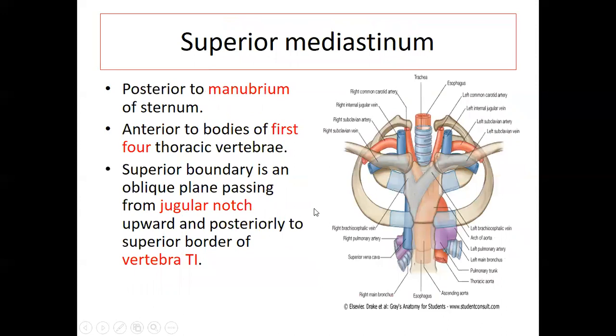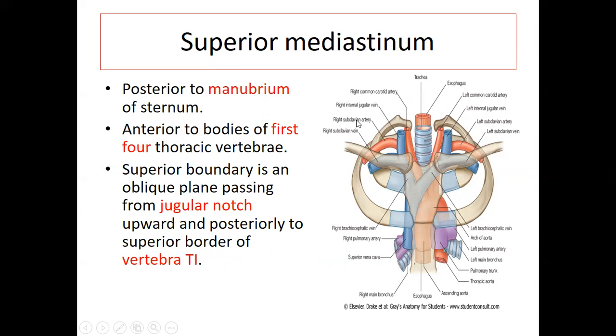Just now we discussed the structures present in the middle mediastinum. Now we start to discuss the boundary of the superior mediastinum. The superior mediastinum is located posterior to the medial rim of the sternum. If you see here, this is the medial rim of the sternum. So the superior mediastinum is located behind this medial rim of the sternum.